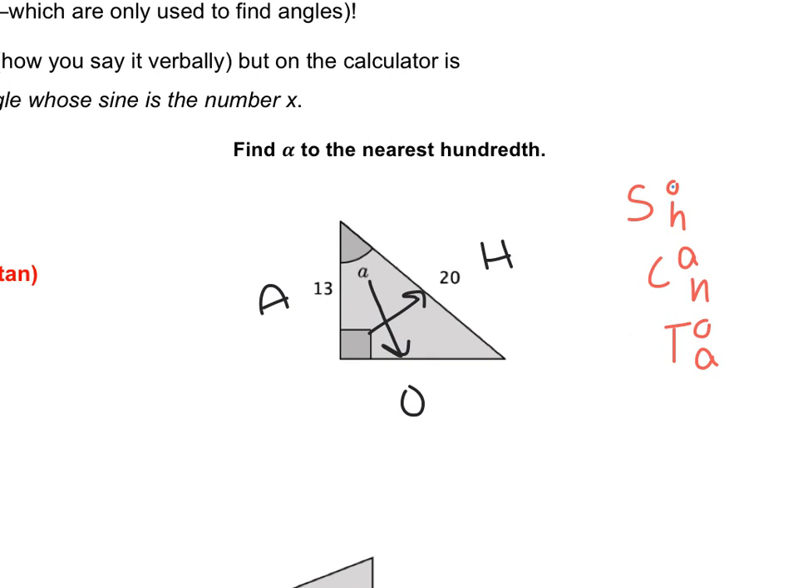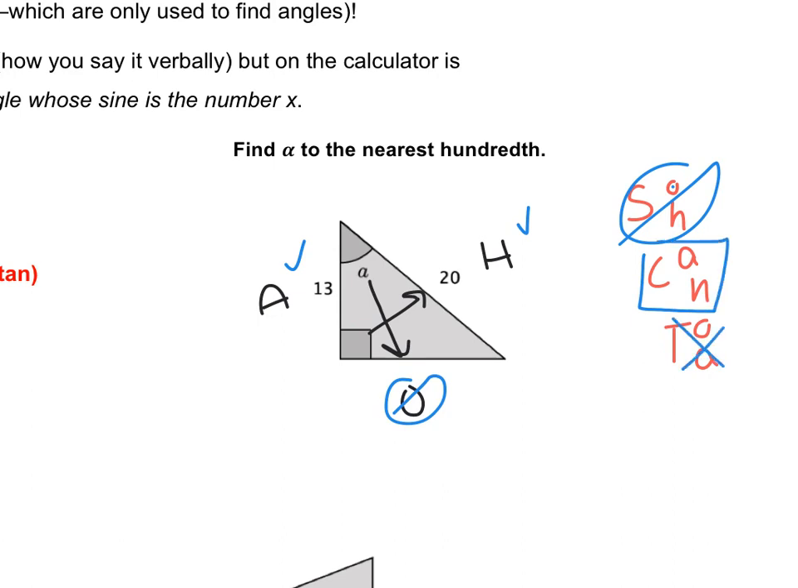Sine is opposite over hypotenuse. I have no information about my opposite, so I can't use sine. Do I have information about my adjacent? Yes. Do I have information about my hypotenuse? Yes. It looks like I'm going to be using cosine for this question.